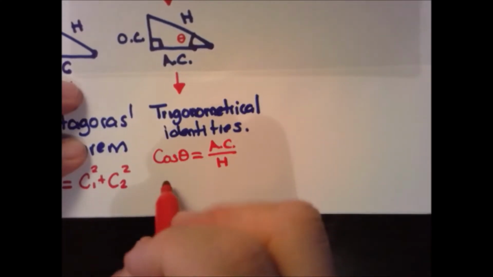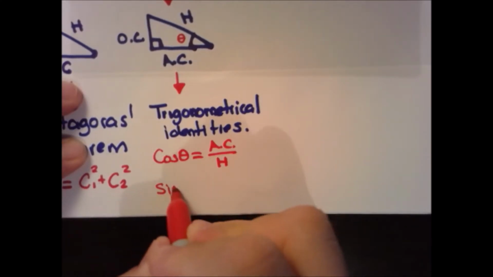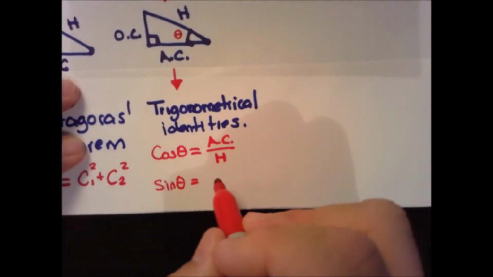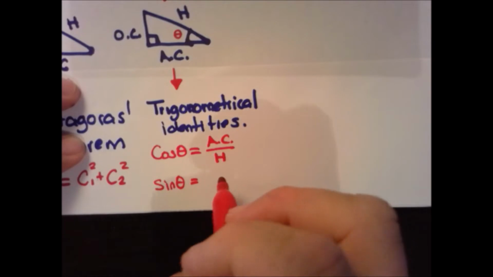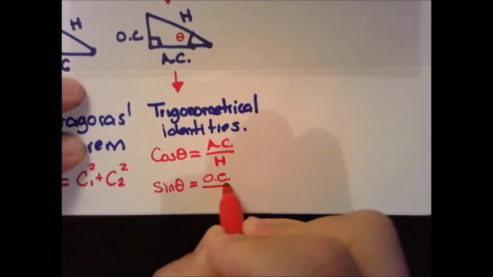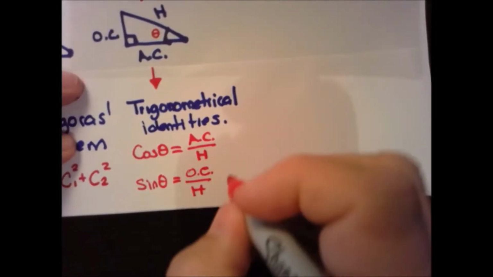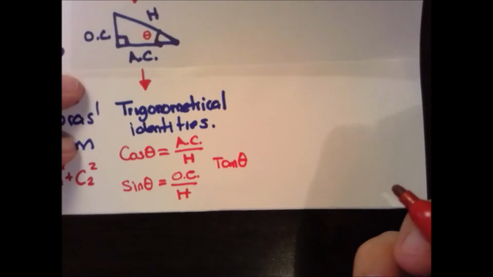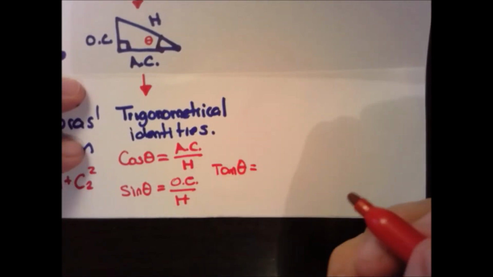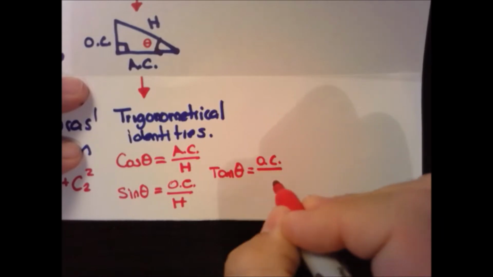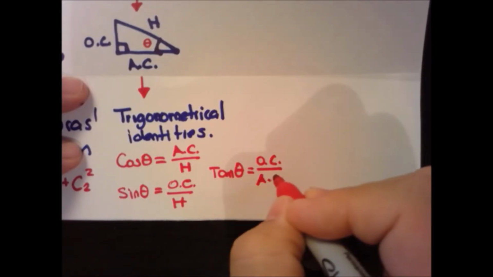The next one is going to be the sine. The sine of theta is going to be calculated with the division of the opposite cathetus over the hypotenuse. And the last one is going to be the tangent. And the tangent is going to be calculated through the division between the opposite cathetus over the adjacent cathetus.